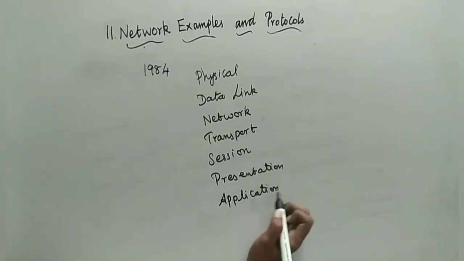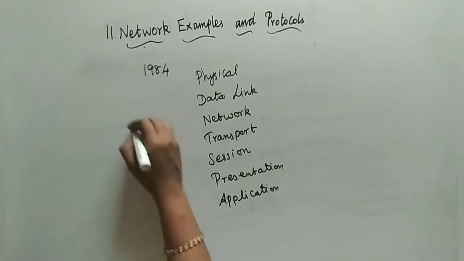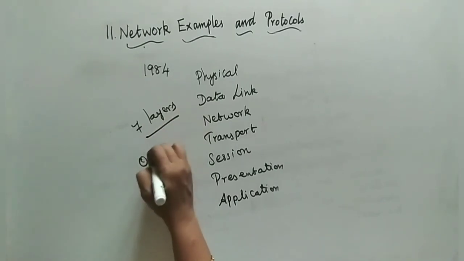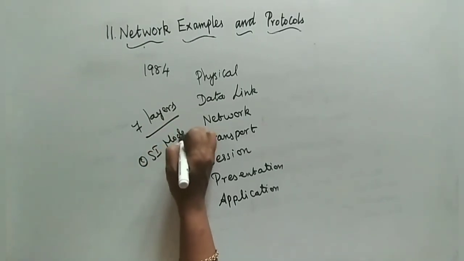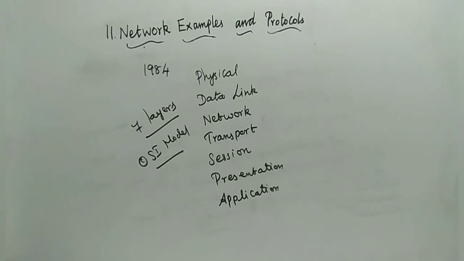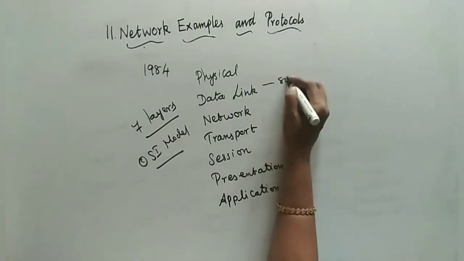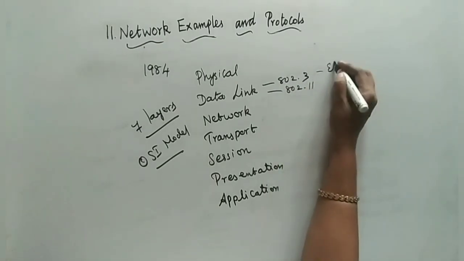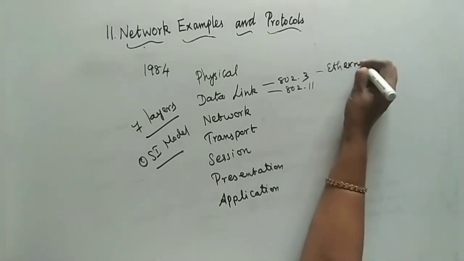So clear with the topics? What else have we discussed today? Today we have finished the 7 layers in the OSI model. Each and every layer will have different protocols. In that, we discussed that the data link layer uses 2 protocols. What are the 2 protocols? Yes, it is 802.3 and the next one 802.11. 802.3 is for Ethernet and 802.11 is for Wi-Fi.